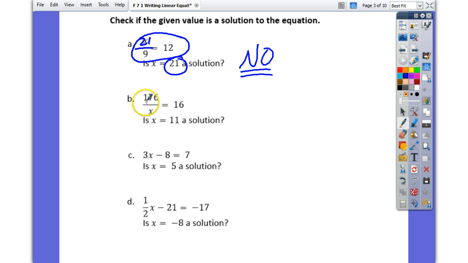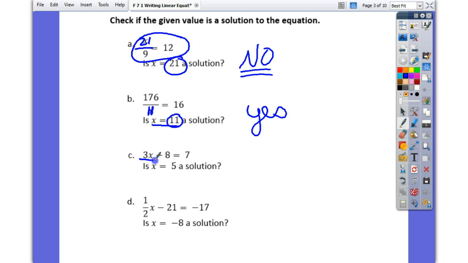How about this one? 176 divided by x equals 16, if x is 11. If I put 11 in here, is 176 divided by 11 16? All right, so what do you think? Yes or no? If you got 11 for the answer to that, did you do it right? Yes, you did. Yes, it is the solution because 176 divided by 11 is 16.